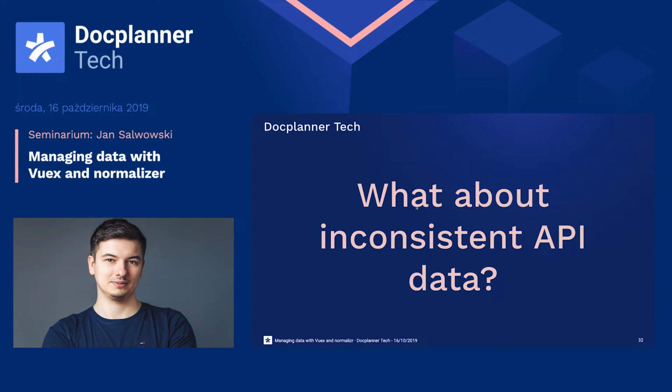But what if data is inconsistent in the API? So imagine that one endpoint is returning a user where there is a full name field, with first name and last name combined already. And another endpoint, for some unknown reason, returns name and surname as two different fields.